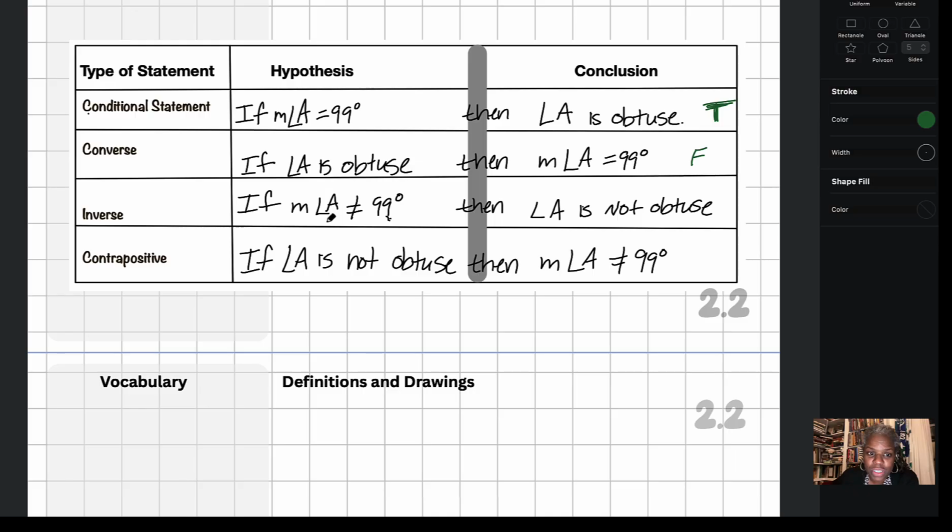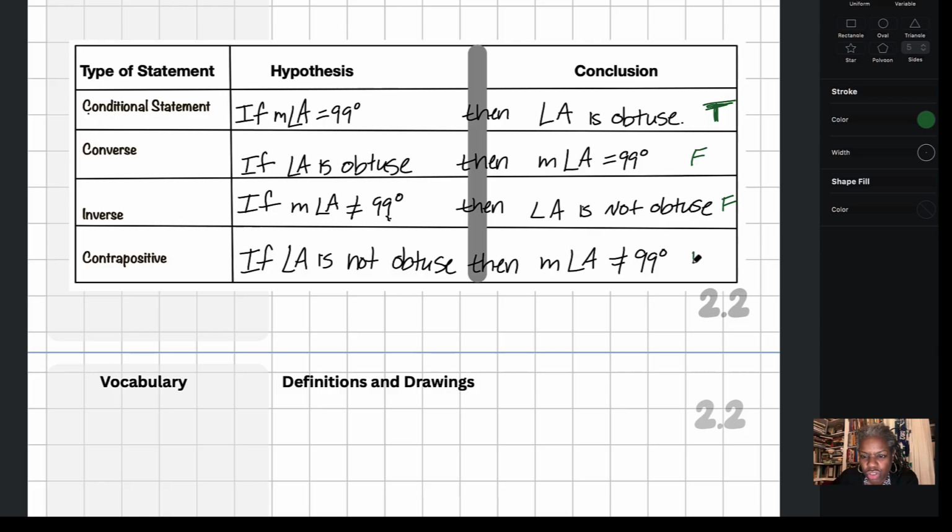Let's look at the inverse. The inverse, again, was when we looked at the original statement and we just negated everything. We kind of said the opposite. So if the measure of angle A is not 99 degrees, then A is not obtuse. Again, this is not true. It could be something else. Just because the measure of an angle is not 99 doesn't mean that it's not obtuse, right? Let's finally look at the contrapositive. If angle A is not obtuse, then angle A cannot measure 99 degrees. That's what this is saying.